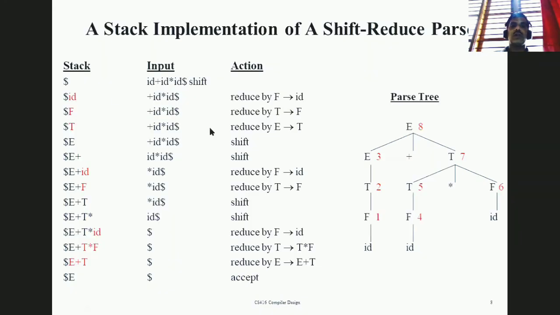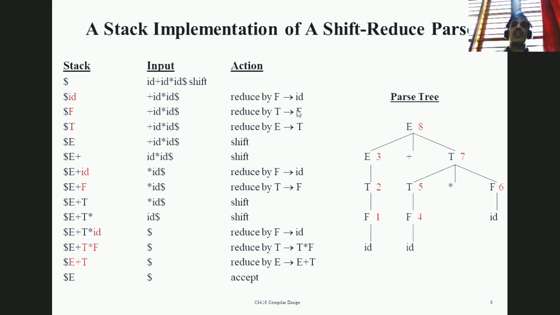Here you can see that initially my stack consists of dollar and my input string is ID plus ID star ID. I'll also show an action part. Since dollar is on the top of the stack, I'll shift ID onto the stack. Now ID is on the top of the stack, so this ID becomes a handle. We reduce this ID to F. The action shows F derives ID, meaning ID has been replaced by F. My stack has dollar followed by F and my input is plus ID star ID dollar.